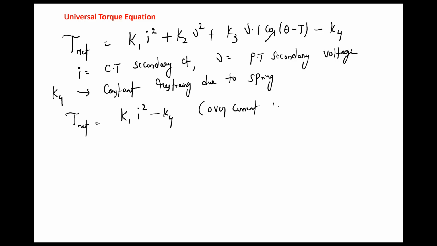Overcurrent relay torque equation. If you want an overvoltage relay, just make it K2 V square, where V is the PT secondary voltage, minus K4. So it will give an overvoltage relay. If you want a directional relay, similarly you make K1 and K2 zero, and you will get the directional relay equation. Likewise, you can get any relay equation from the universal torque equation. Understand?